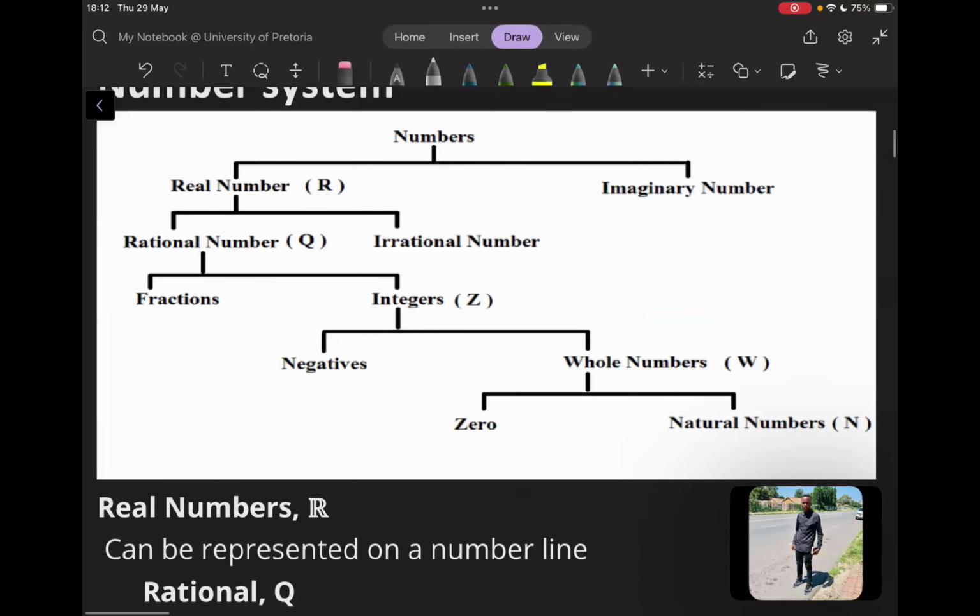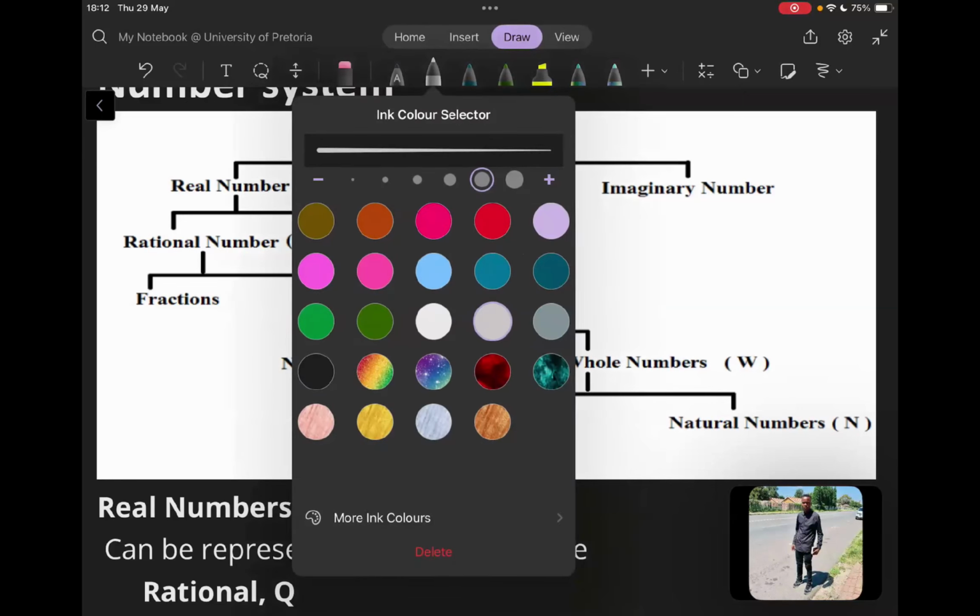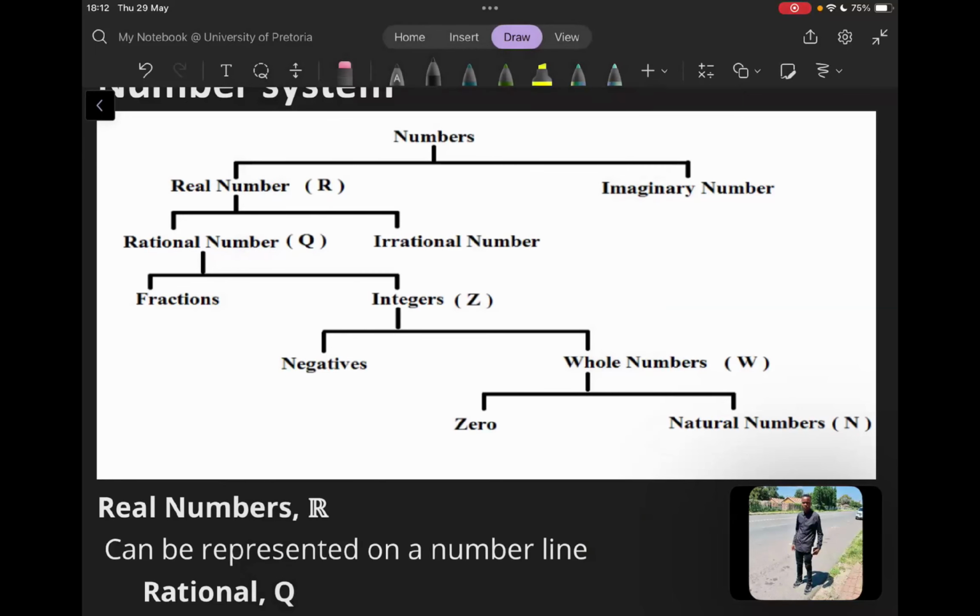Like I mentioned with the number system, we have real numbers and imaginary numbers. Under real numbers, we have rational and irrational. Irrational numbers are numbers that cannot be written as a fraction. An example would be Q that we calculated in the question that we've just done. If we have Q is equal to the square root of 33, we cannot write this number as a fraction. Therefore, it is an irrational number. Right. Under rational numbers, we have fractions and we have integers.